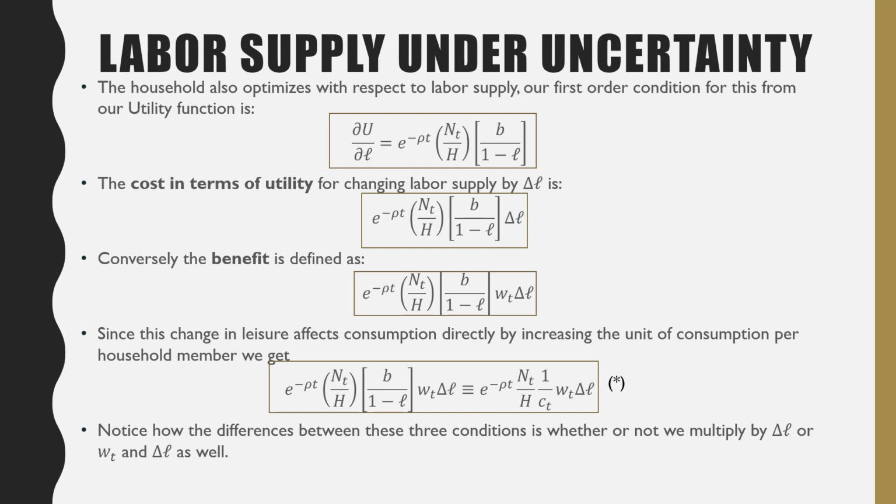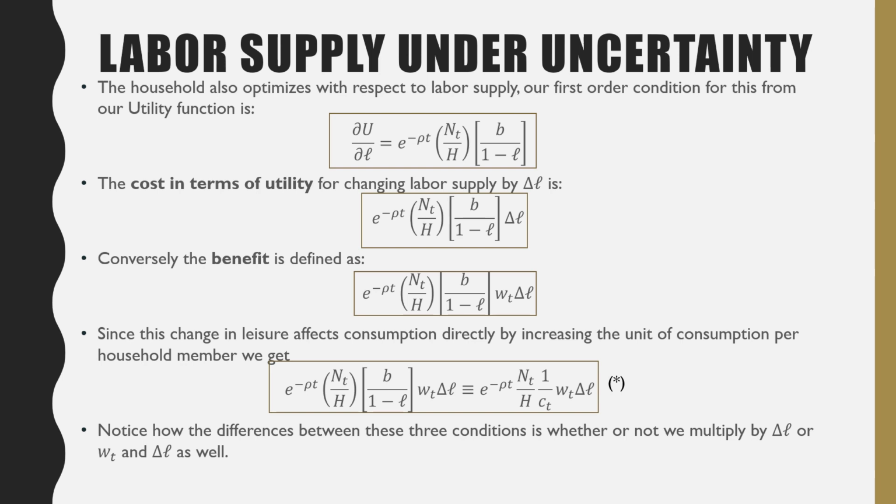So we also want to know how household labor supply is going to change in the case of uncertainty. Let's first start off with how we started analyzing the case from the beginning by taking our first order condition from our utility function. We know that the cost in terms of changing labor supply is delta L, which is our leisure, and we multiply that by our first order condition. Conversely, the benefit is defined as this same first order condition times WT and delta L, where this is feeding directly into wages.